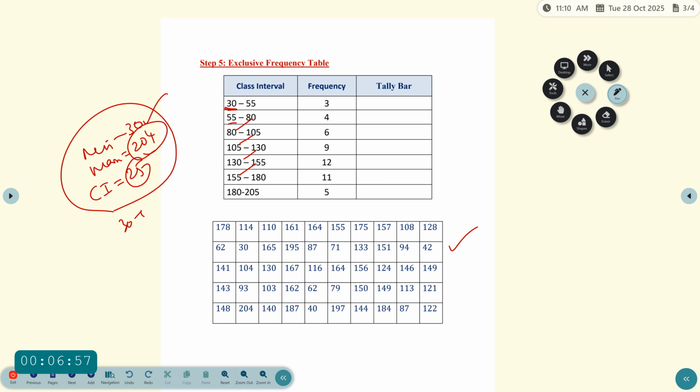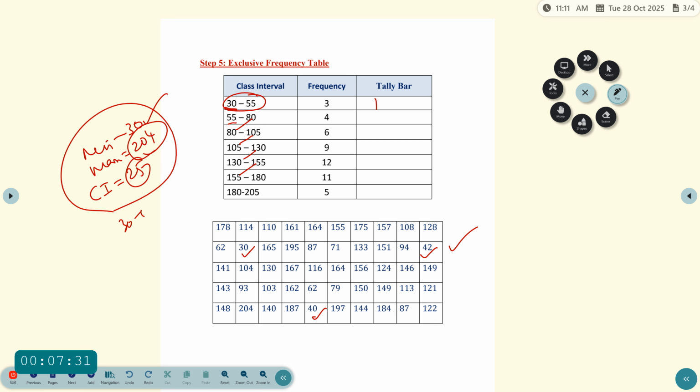Now from the given data, calculate the number of observations which lie between 30 and 55. First value, 30, is here. Then search for the next value: 42 is here, and 42 also lies between 30 and 55. So 1, 2. Then the next value here is 40, before 55. So these are the three values which lie between 30 and 55.